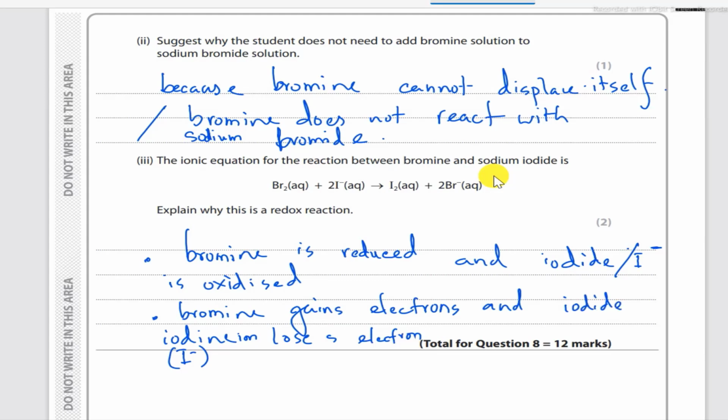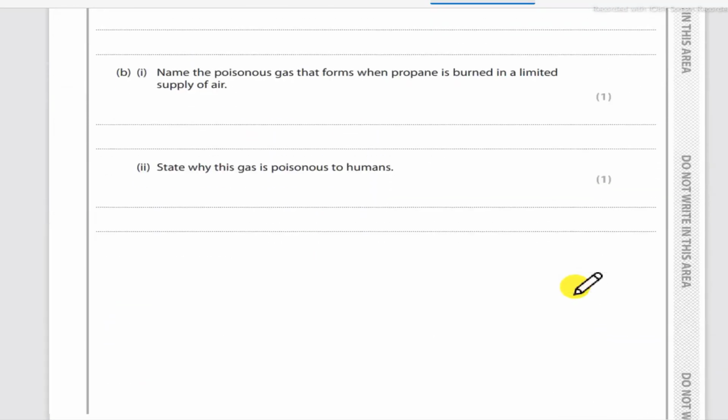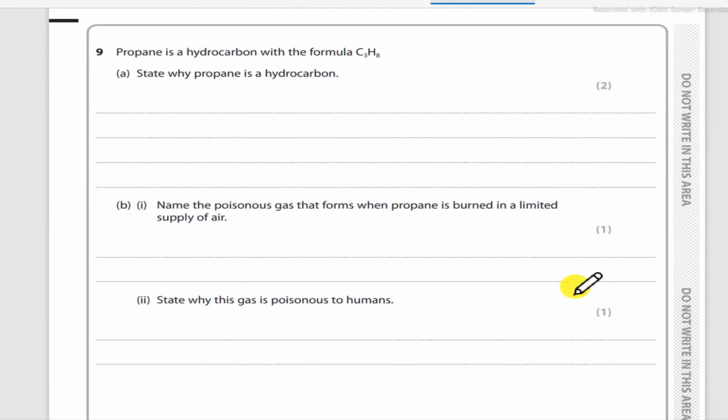or iodine ion loses electrons. Total for question 8 equals 12 marks. Question number 9. Propane is a hydrocarbon with the formula C3H8. State why propane is a hydrocarbon.